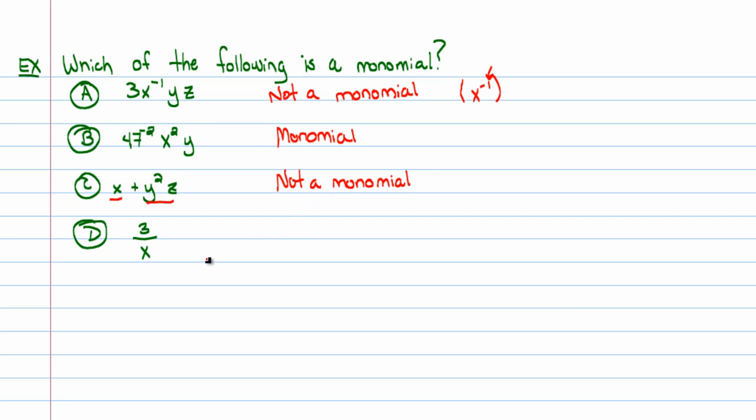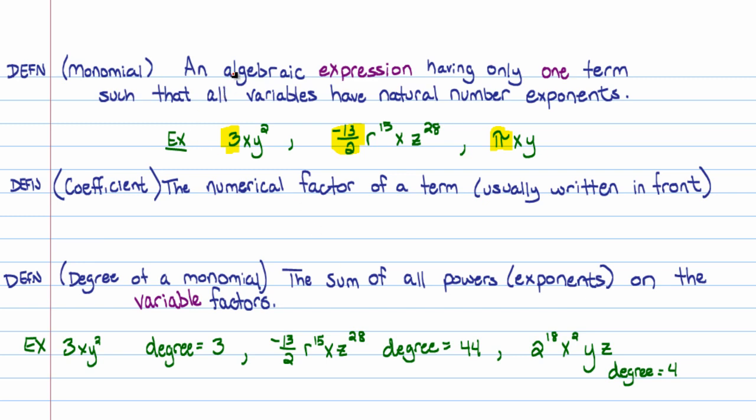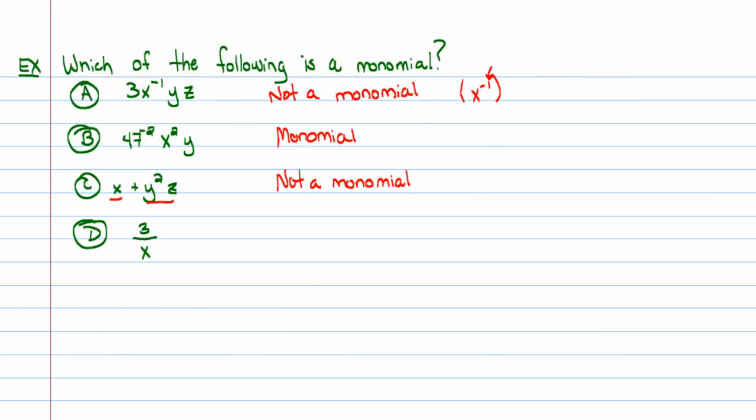And finally, this last example, which is an important example actually. I didn't really mention it when we originally defined it. We defined a monomial as an algebraic expression having only one term such that all variables have natural number exponents. There's a subtle thing that must be mentioned: the variables cannot occur in denominators. The reason why is because if they do, and you know a little bit about negative number exponents, then this could be written as 3x to the negative 1, which means that this is also not a monomial.